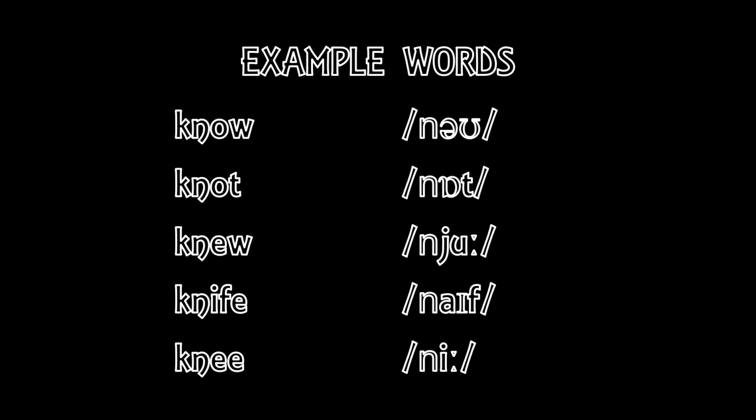Now hopefully you heard there that that K, the hard K in English, was not present in any of those words. All five of those words begin with an N sound. So just to review, that's no, not, new, knife, knee.